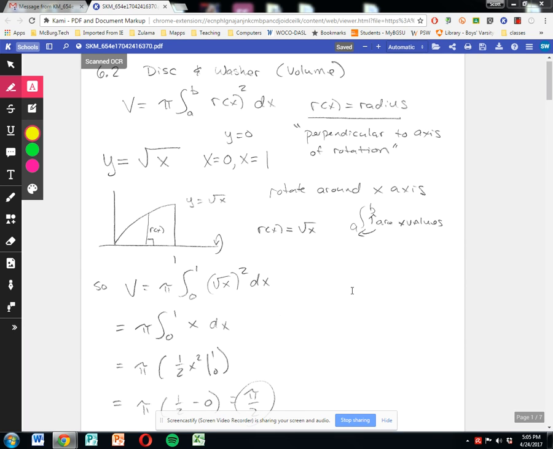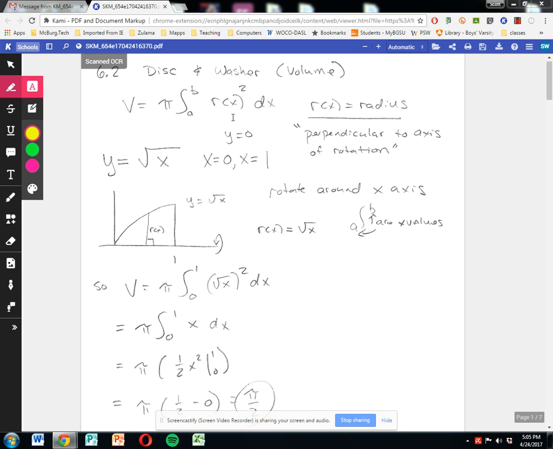All right, getting into volume using integration. So here are your basic concepts. The volume equation is pi from the lower bound to the upper bound of some radius function squared dx. Pi r squared coming from the area of a circle, because basically we're going to have a bunch of circles stacked on top of each other, and we use integration to find volume.